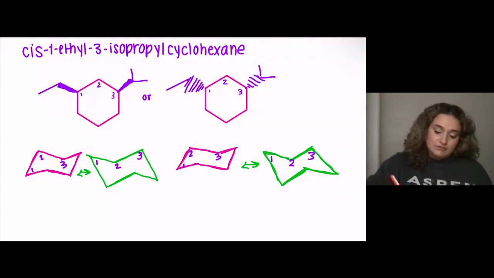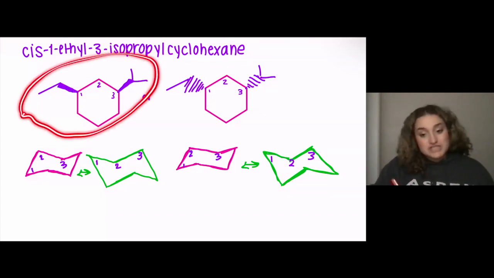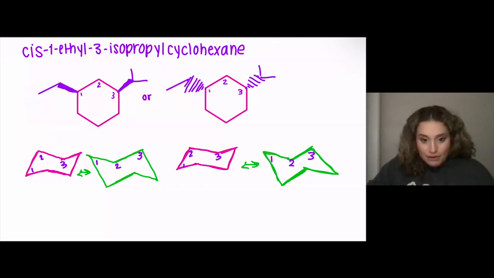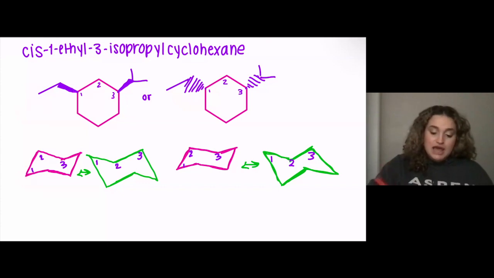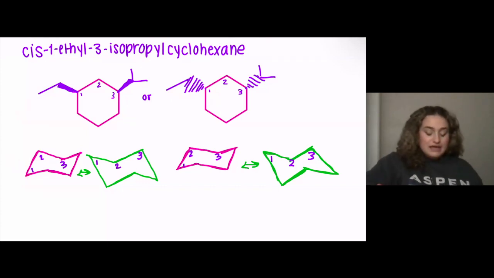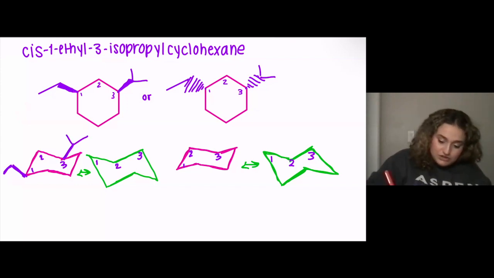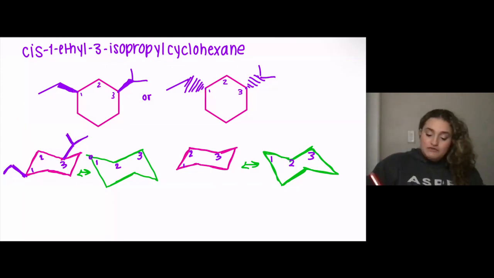So now let's go ahead and represent them. Because these are both on wedges, they go up. When these are on dashes, they go down. Right here at this position, a wedge going up will be equatorial, and it looks like that. And then at position 3, we also have that on a wedge, and it is also equatorial. At position 1, if we were going up, because it's on a wedge, it is axial. At carbon 3, going up is also axial.